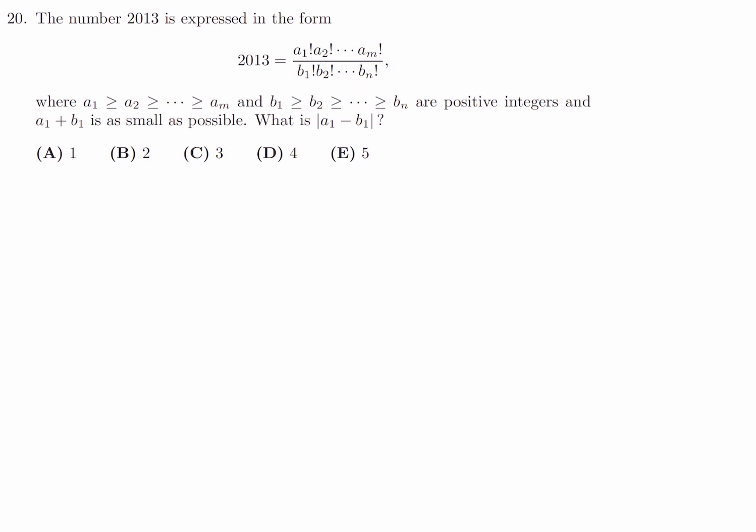The number 2013 is expressed in the form 2013 is equal to a1 factorial times a2 factorial dot dot dot am factorial over b1 factorial times b2 factorial dot dot dot times bn factorial, where a1 is greater than or equal to a2 dot dot dot greater than or equal to am, and b1 is greater than or equal to b2 dot dot dot greater than or equal to bn are positive integers, and a1 plus b1 is as small as possible. What is the absolute value of a1 minus b1?